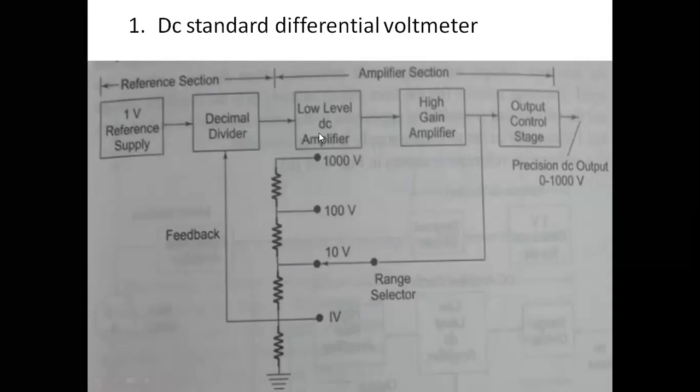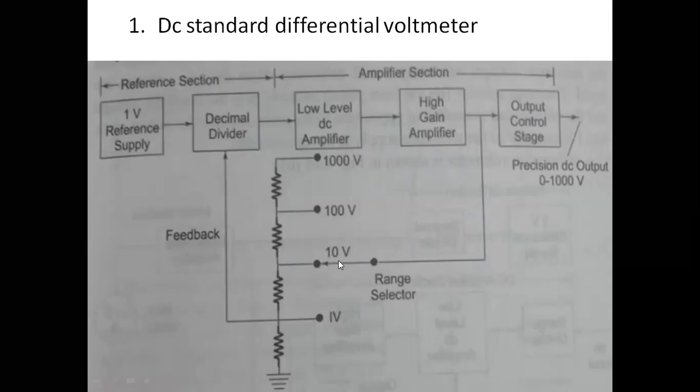Okay. So this is the decimal divider. This is the feedback path, and this is the low level DC amplifier, and this is the high gain amplifier, and this is the output control stage. After the high gain amplifier, we will consider a feedback path here.